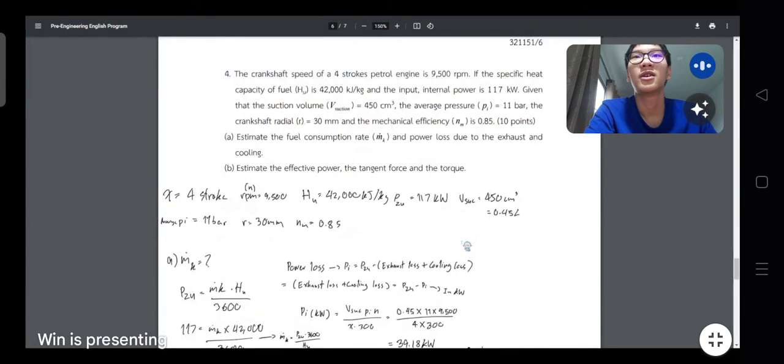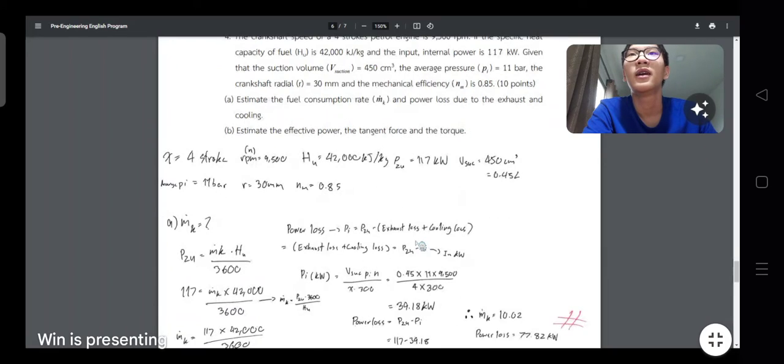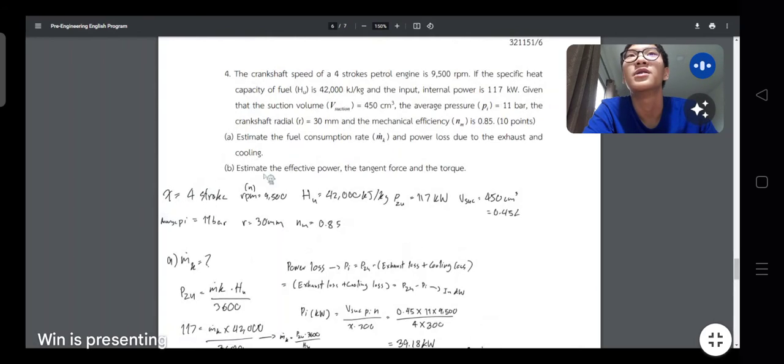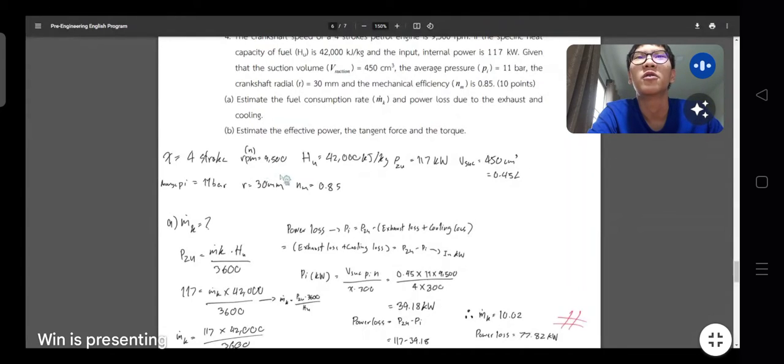Lastly, we have to find the estimate of the fuel consumption rate, or MK, and the power loss. We were given that X is equal to 4-stroke, which is over here, RPM is equal to 9,500, HU is equal to 42,000, PZU is equal to 117 kilowatts, V suction is equal to 450, average PI is equal to 11 bars, and R is equal to 30 millimeters, and M is equal to 0.85.